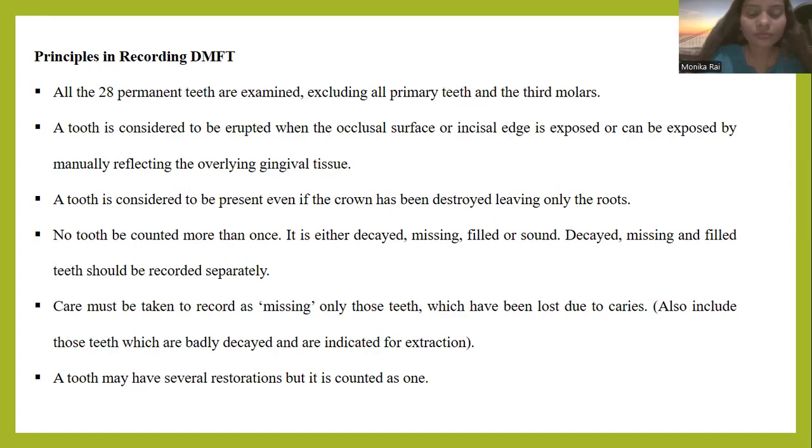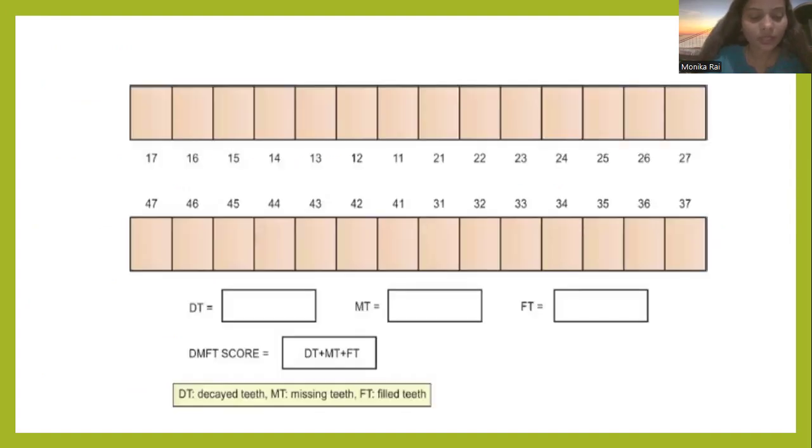So, what are the uses of the DMFT index? First, it is used to monitor oral health interventions and to develop policies and programs related to oral health, and to reflect the oral health and dental health of the community. So, what are the limitations of the DMFT index? It does not provide information about previous dental care. It does not provide information about the severity of caries attack, and it does not provide information about the indicated treatment.